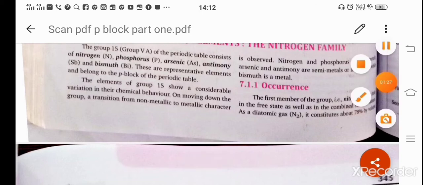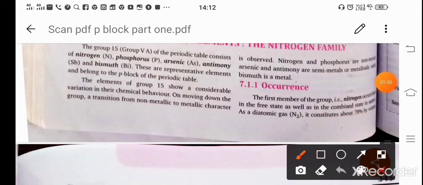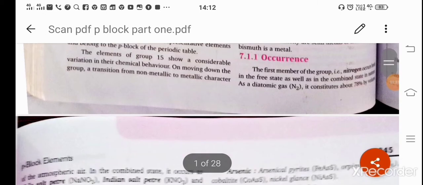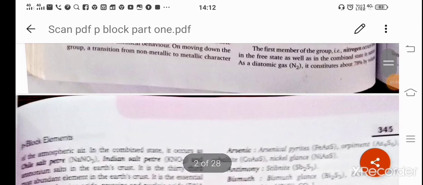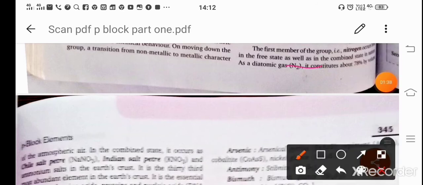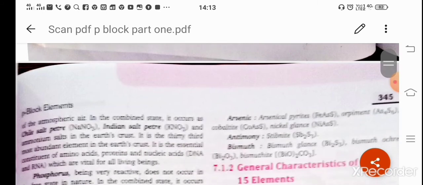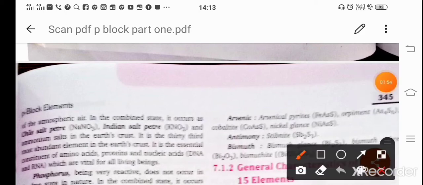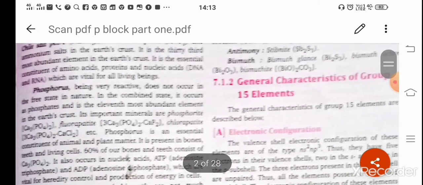Coming to the occurrence, they all are naturally occurring in the earth crust in free and combined state. Nitrogen, being the important component, is present in free as well as in combined state in the atmosphere, and it constitutes the air in diatomic form by 78%. In the combined state, nitrogen is present as Chile saltpeter, sodium nitrate, and Indian saltpeter, potassium nitrate, in the earth crust.